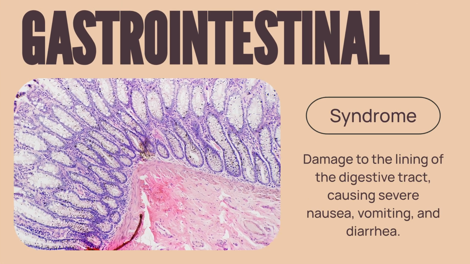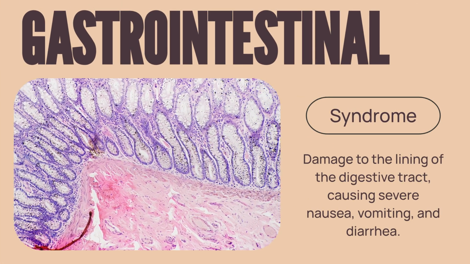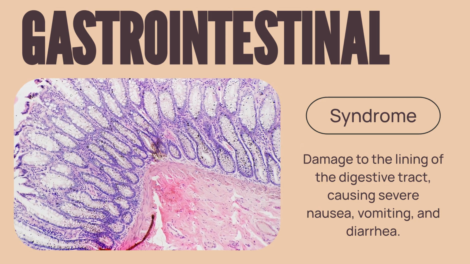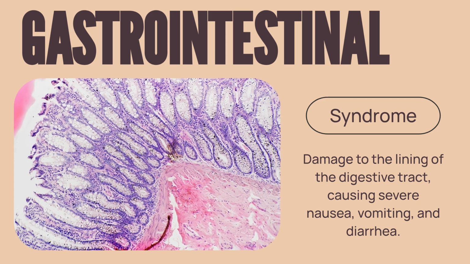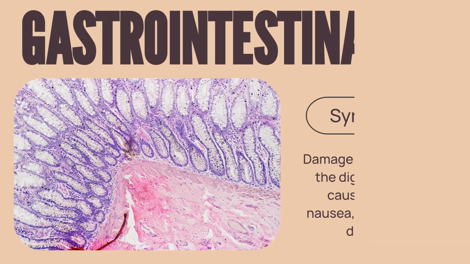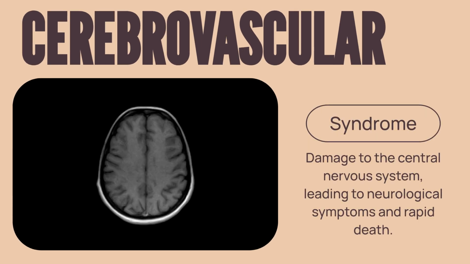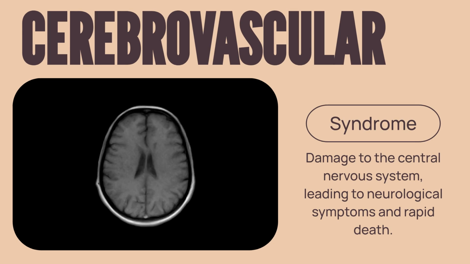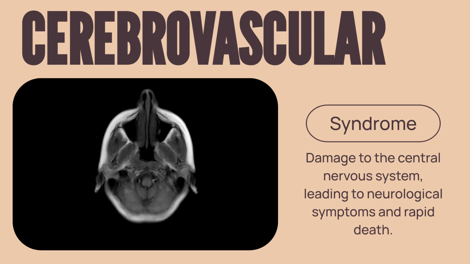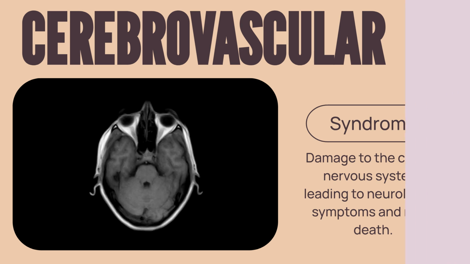Next, the gastrointestinal syndrome results from damage to the lining of the digestive tract, causing severe nausea, vomiting, and diarrhea. This can lead to dehydration and electrolyte imbalances, becoming life-threatening. Finally, the cerebrovascular syndrome involves severe damage to the central nervous system. This syndrome manifests with neurological symptoms like confusion, seizures, and ultimately, rapid death.